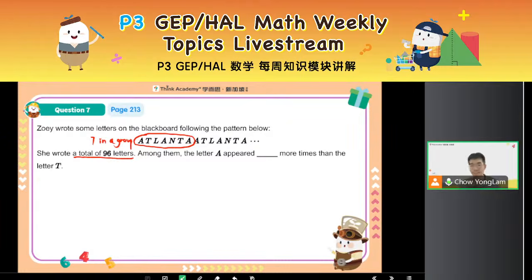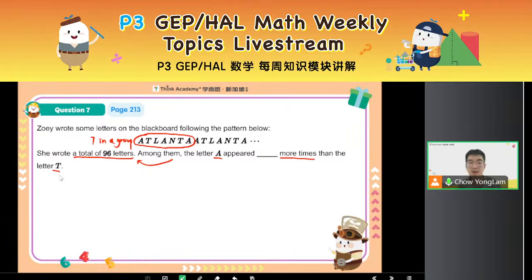Okay, so then what do you need to do first? Total is 96. There are 7 in a group. Of course, the next thing you do is to read the question, right? It says, among them, that means among the 96 letters, the letter A appeared how many more times than the letter T? So you need to find out A within the 96 letters. How many A are there? How many T are there? How many more, right? The difference, right? So first we need to count how many A and T are there.